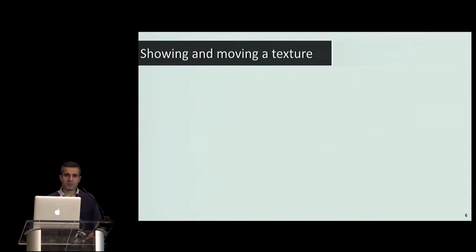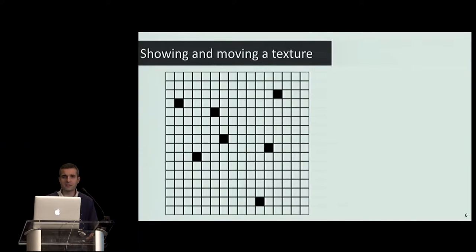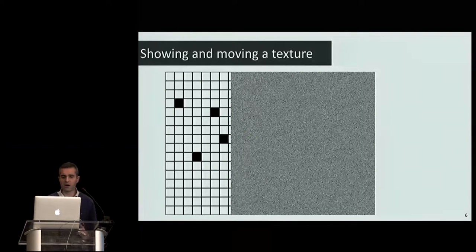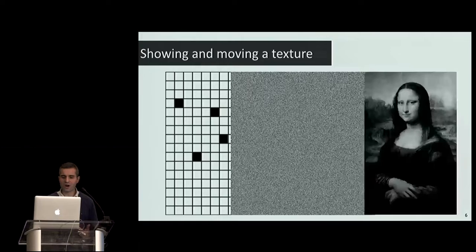So the key problem to do that is to find the correct texture to display. So we first tried to display and move different textures designed on the rule of thumb, like different kinds of grids, some noise, Perlin noise. We even tried some images, and most of the time it did not work, so we really needed to better understand what was going on.